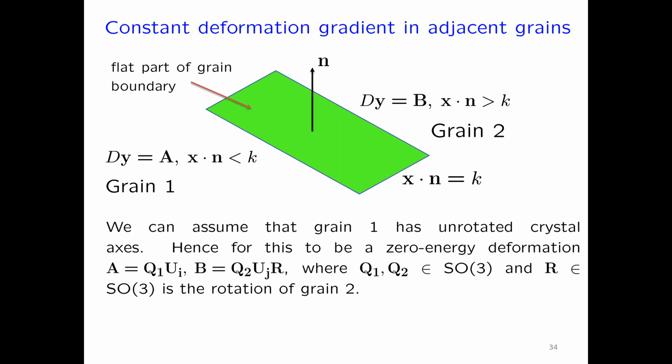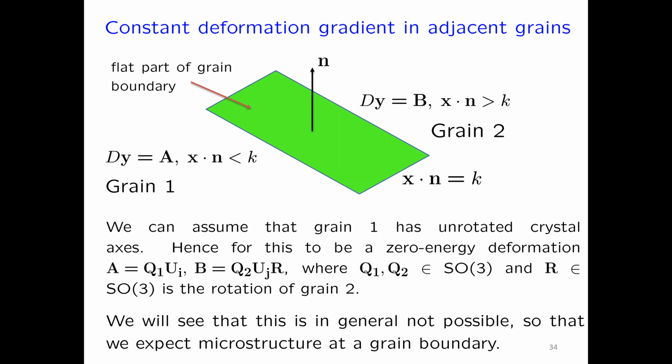Here R gives you the rotation of the crystal axes in the second grain with respect to the first one, so R is given to you, where Q1 and Q2 are in SO(3). Well, we'll see that in general that's not possible. And that's why we expect microstructure and grain boundaries, which is what we saw in the pictures actually.